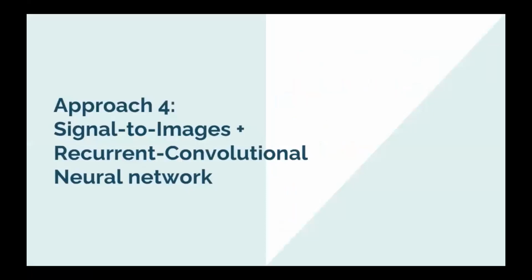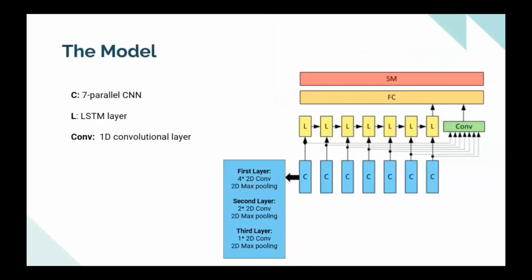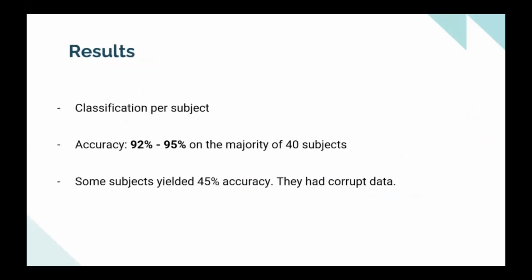The next approach I'll be discussing is a recurrent convolutional neural network whose input are images made out of the EEG signals. The EEG signals undergo some pre-processing. They're split into 7 windows as information can be extracted from the temporal change in the brain activity. Then, to preserve the spatial and spectral structure of the signal, each window is converted into an image. The images are then fed to the model. The architecture of the model is shown in the diagram. It's composed of 7 parallel CNNs followed by an LSTM layer and a 1D convolutional layer.